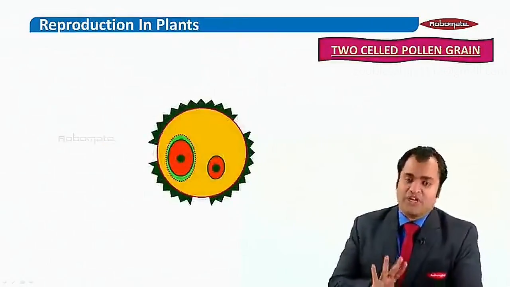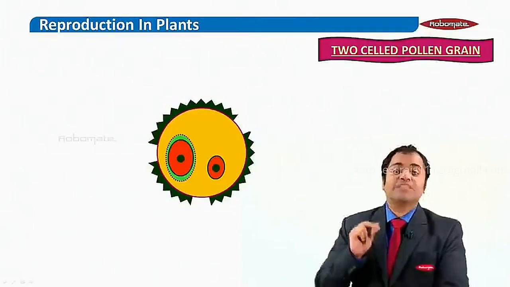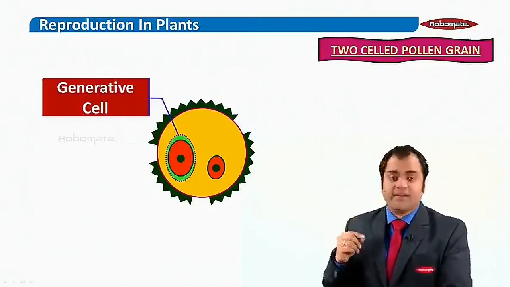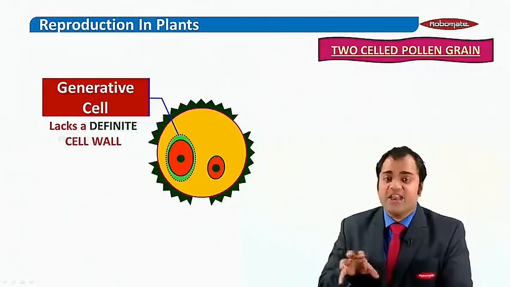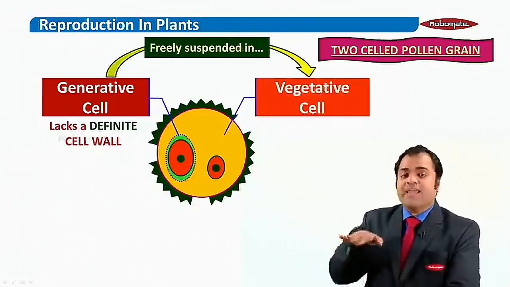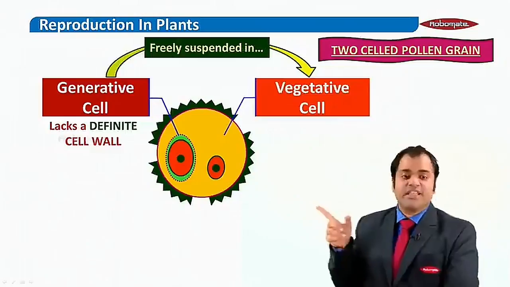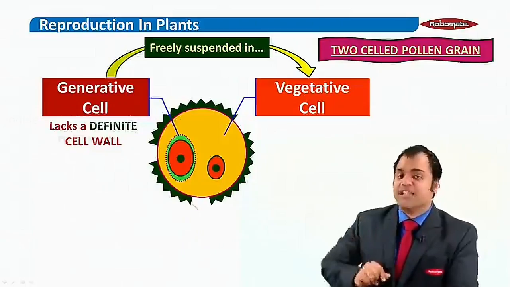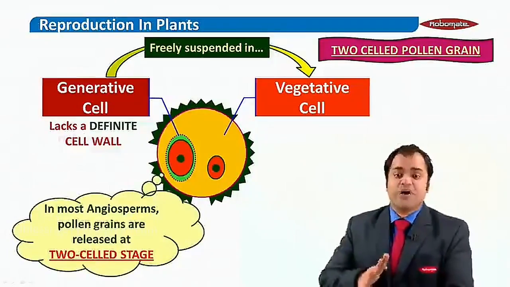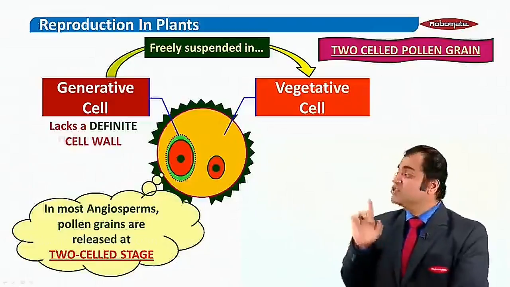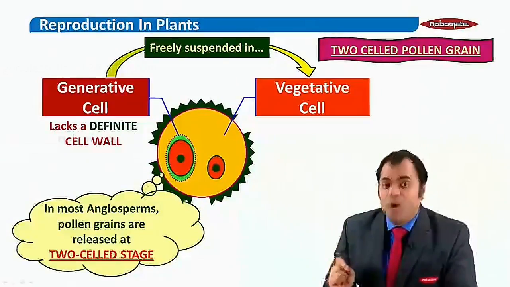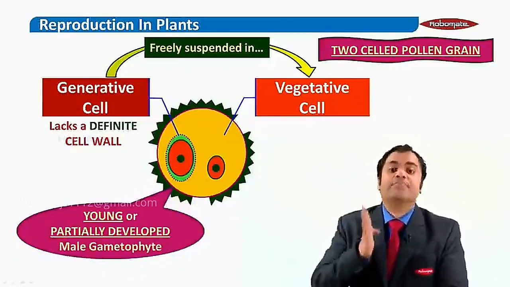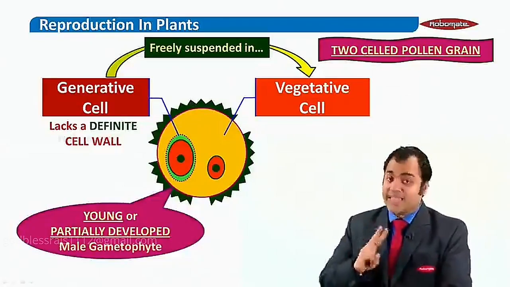Now this particular pollen is called a two-celled pollen grain. Now what you see here is the generative cell, which is right here. Because it lacks a definite cell wall, it will now start floating and is freely suspended in the vegetative cell. Is that okay? And that's why it is called a two-celled pollen grain, because there are two cells in it. Yes? Now in most angiosperms, the pollen grains are released at the two-cell stage. And such a pollen which has two cells is also called a young or partially developed male gametophyte. Right? The second stage is still remaining.